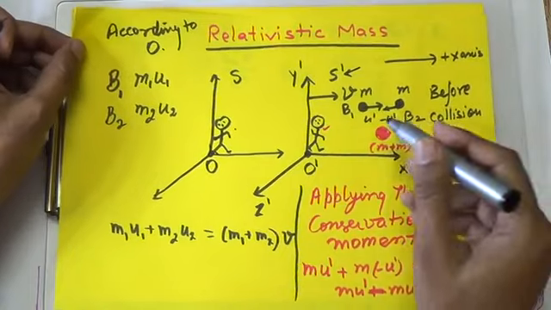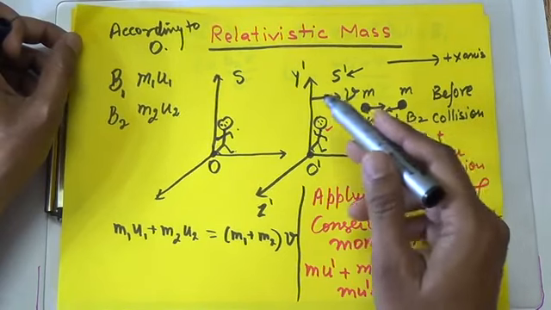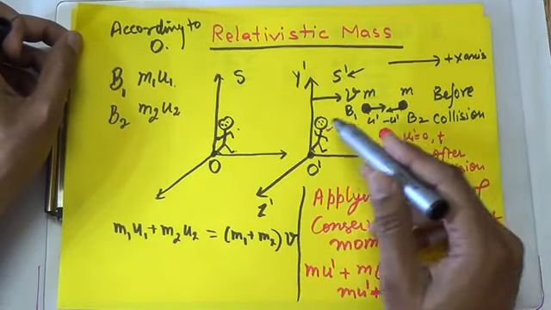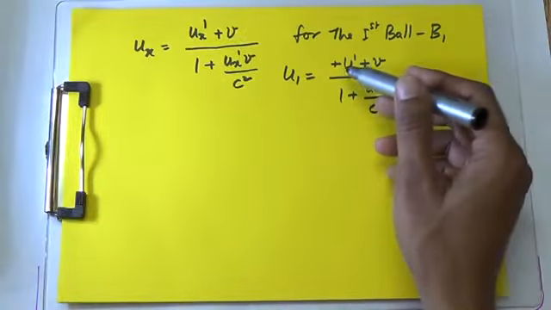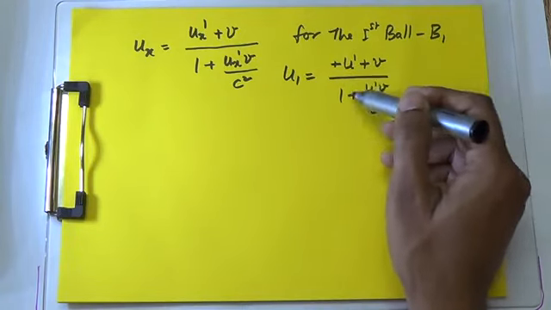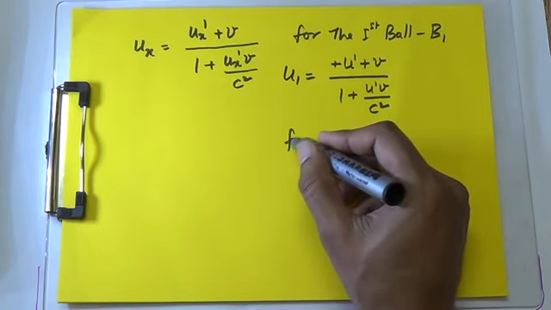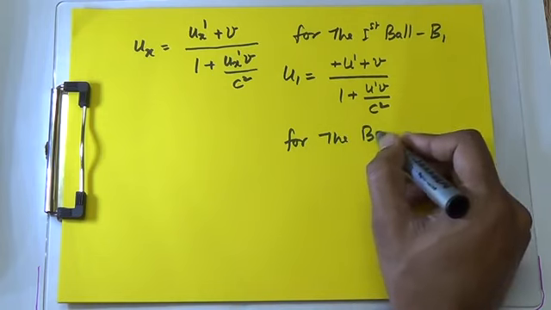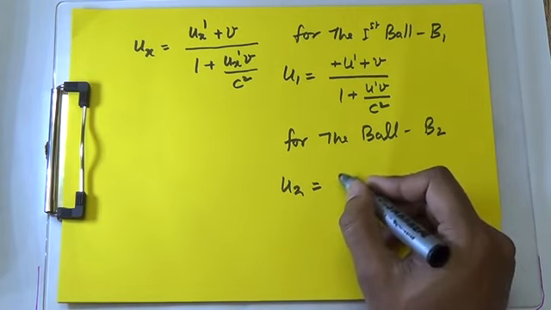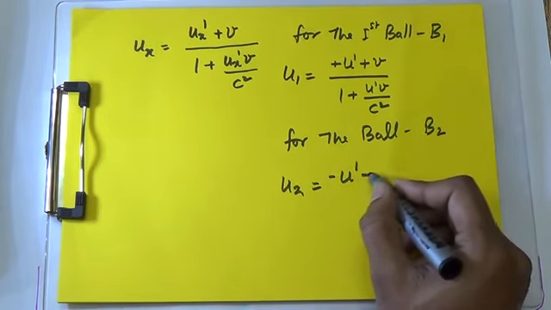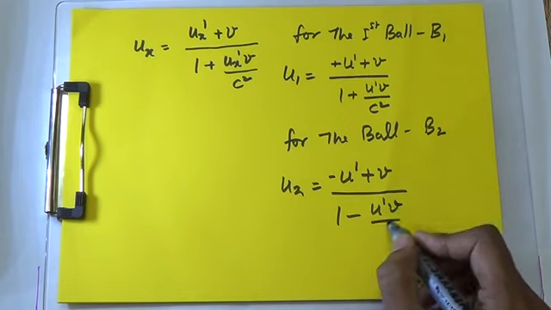Because this is our ball b1, and according to this observer, he says the speed of this ball is u1, as we have considered already. So u1 is equal to u prime plus v upon 1 plus u prime v upon c square. And for the second ball b2, u2 will be equal to minus u prime plus v upon 1 minus u prime v upon c square.